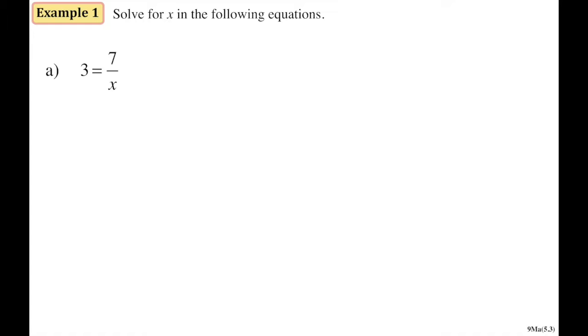Let's get into it. Now before we do any trigonometry questions, let's just do an algebra question. 3 is equal to 7 over x, and let's solve for x. The first thing we notice is that there's x on the bottom of the fraction. So let's times both sides by x, because doing that will get rid of the fraction. And timesing both sides by x means on the right hand side our x's cancel.